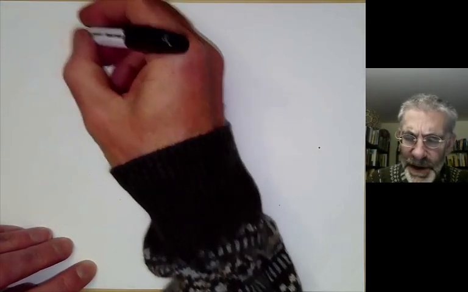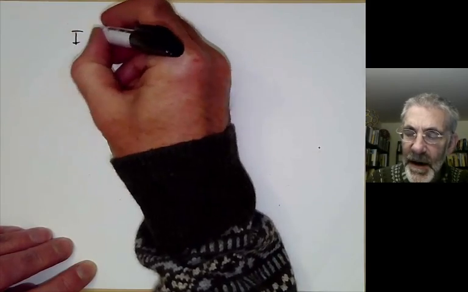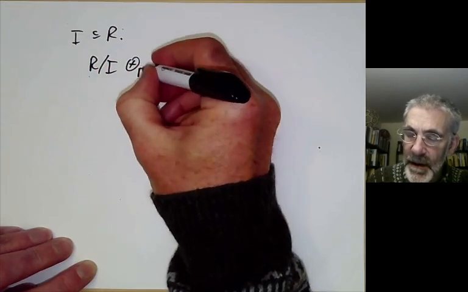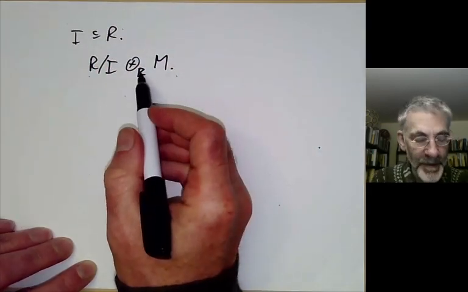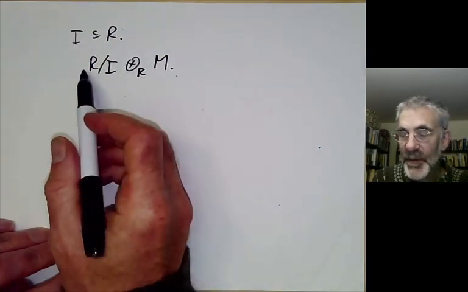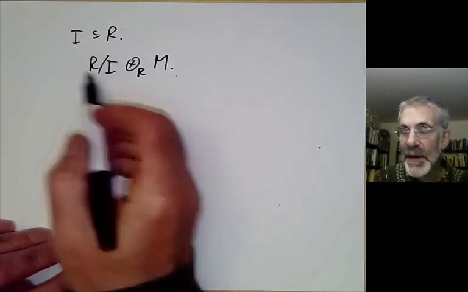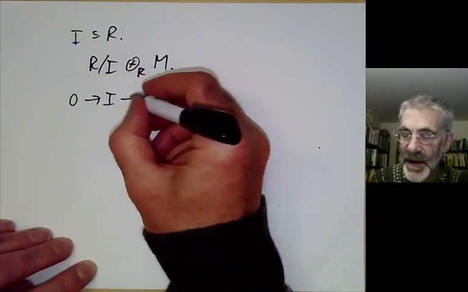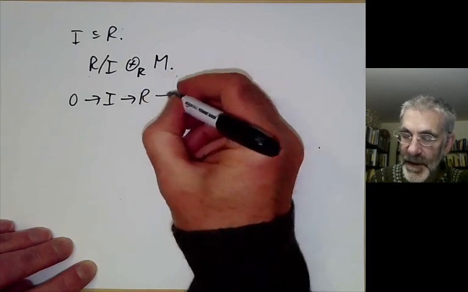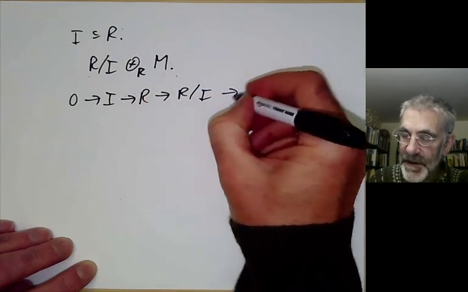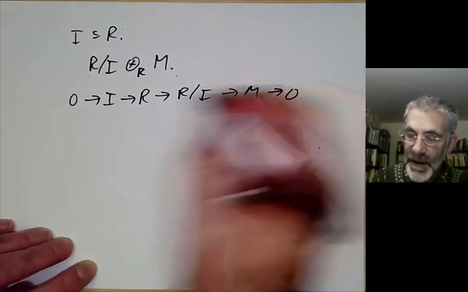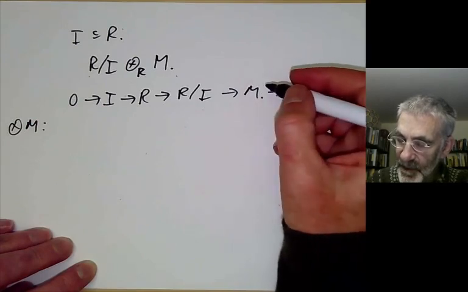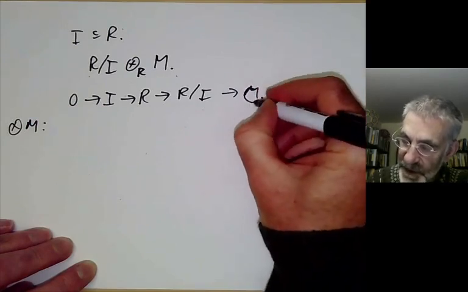I'll just work out one example. Suppose we've got an ideal I in the ring R, and we want to work out the tensor product of R over I with our module M. So what we do is we just choose an exact sequence for this module here, and we can have the rather obvious exact sequence: 0 goes to I, goes to R, goes to R over I, goes to 0, and then we tensor this with M.